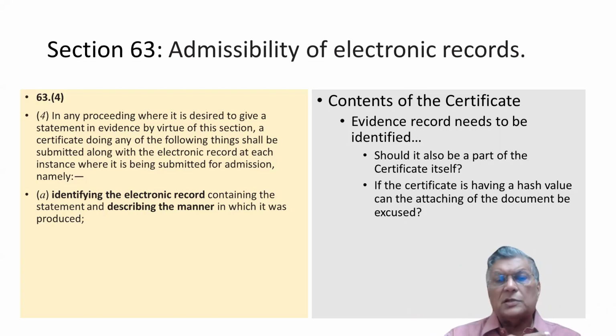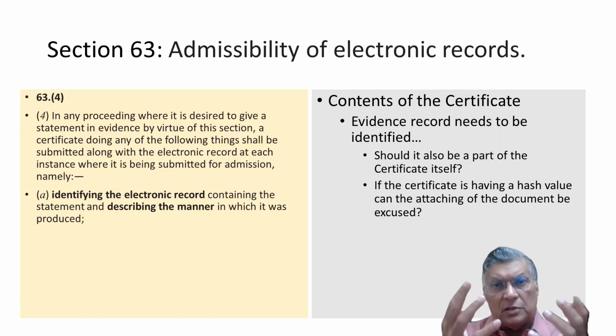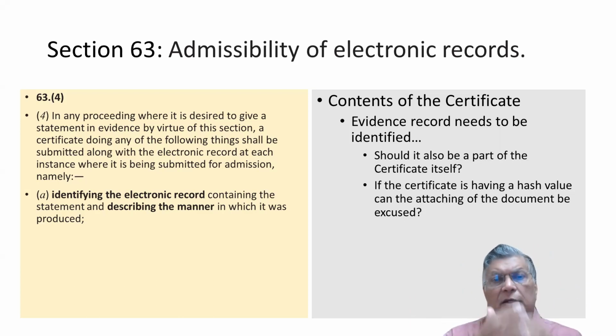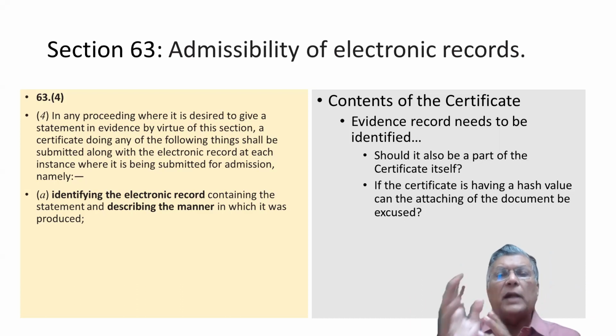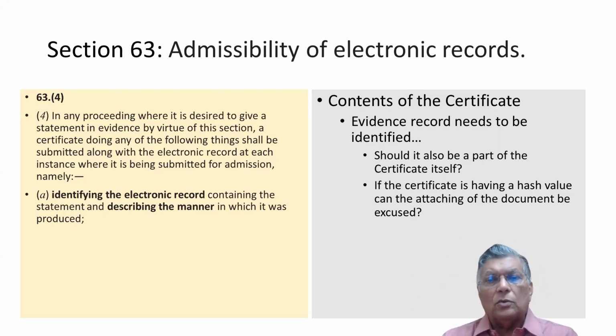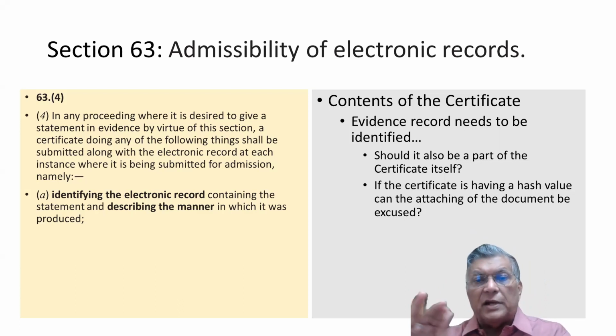Is something which you can discuss. I feel that this refers to the electronic record, which has to be the piece of evidence, and that cannot be produced in a primary form. Therefore, we are converting that electronic record into the computer output format, and therefore have to describe, identify that particular document, and then go ahead. So contents of the certificate, this evidence record should be identified.